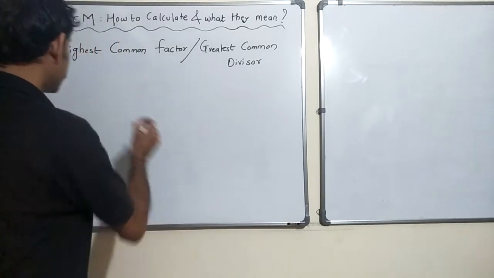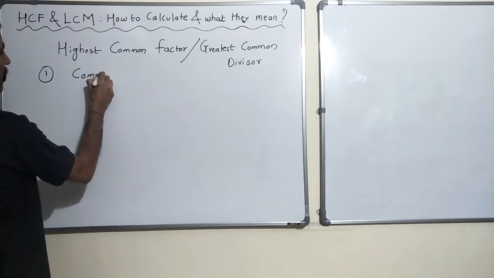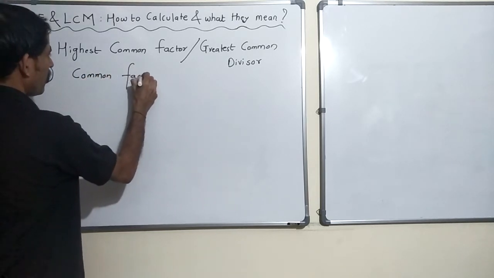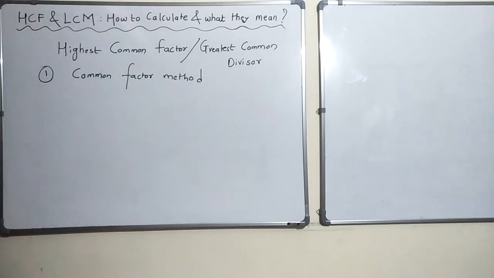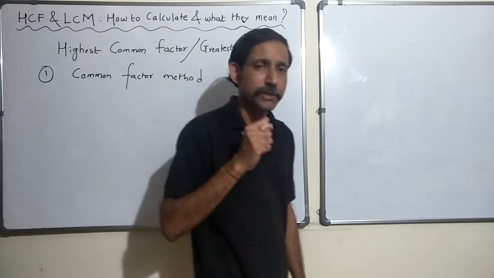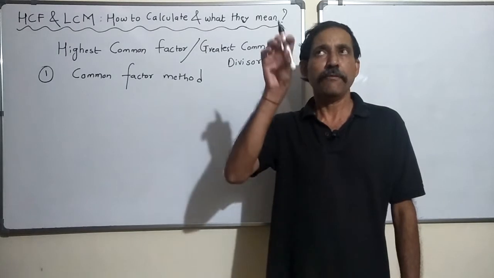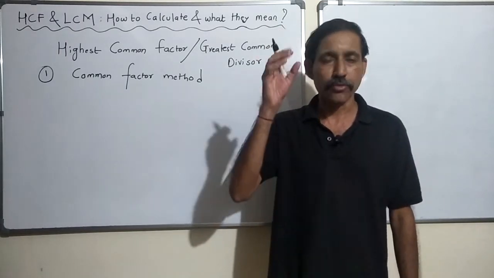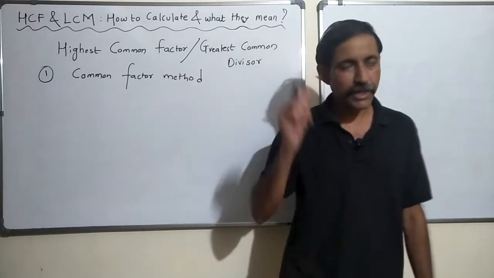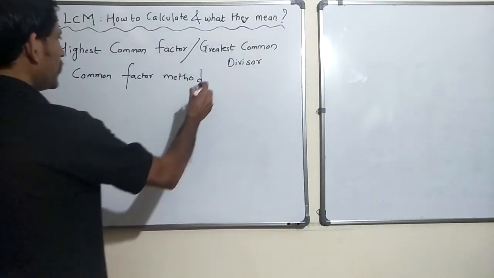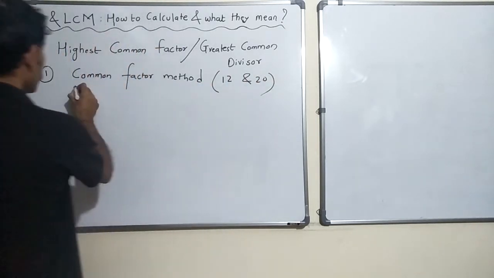Alright. So, now the very first method that comes to mind is the common factor method. Okay. In the common factor method, what you do is you find out factors for the numbers. Then you will identify, okay, there are some common factors in both, and you would select the factor which is the highest. So, okay, let's take an example. Let's find out the HCF of 12 and 20 using the common factor method.